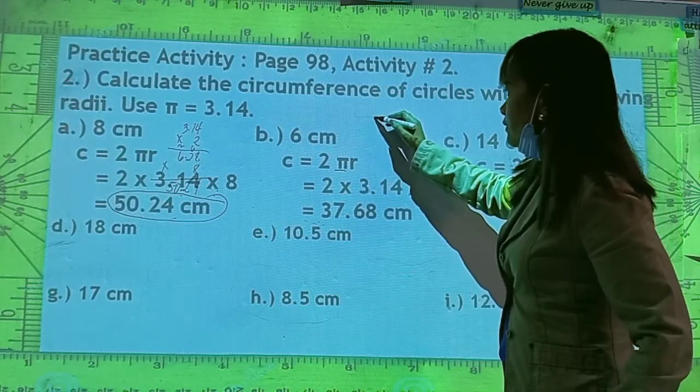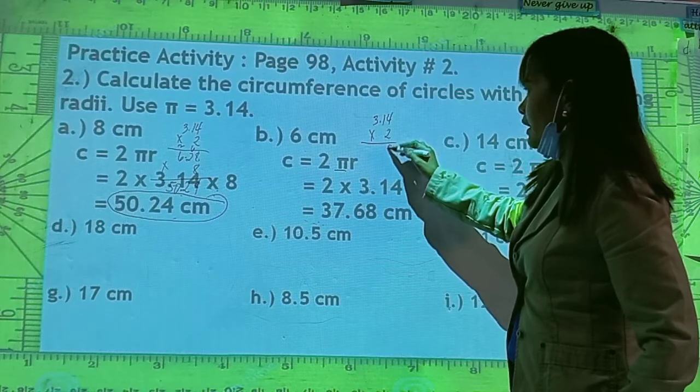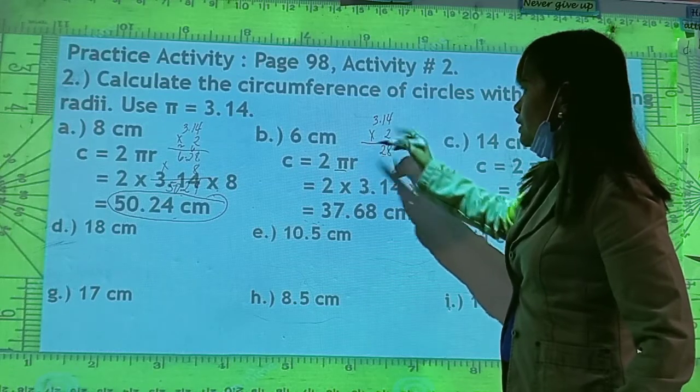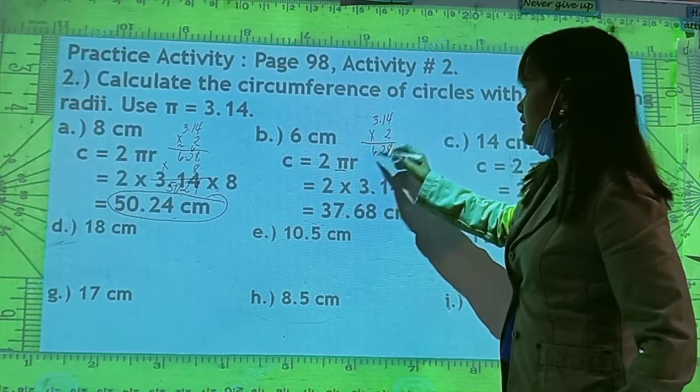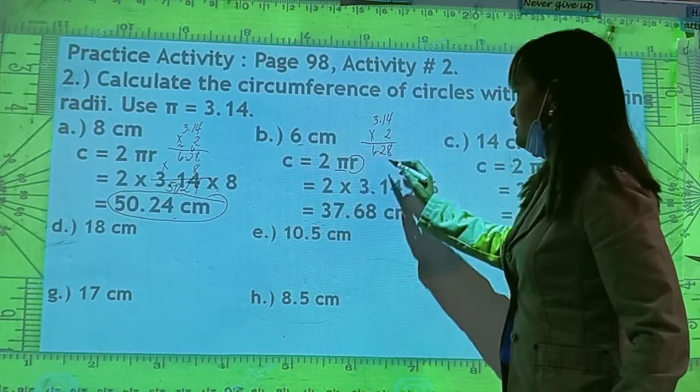Okay, so 3.14 times 2. So we have 8. 1 times 2 is 2. 3 times 2 is 6. Okay, the decimal point is here. And then multiply by the radius, which is 6.